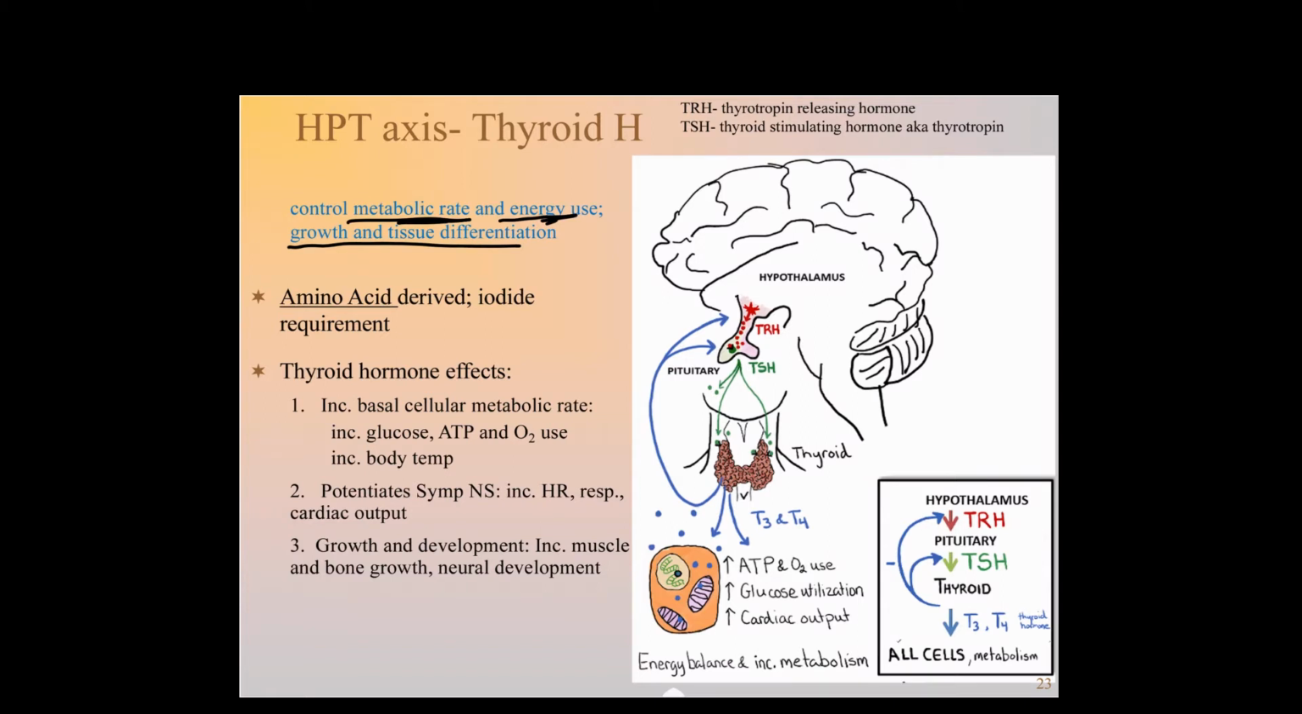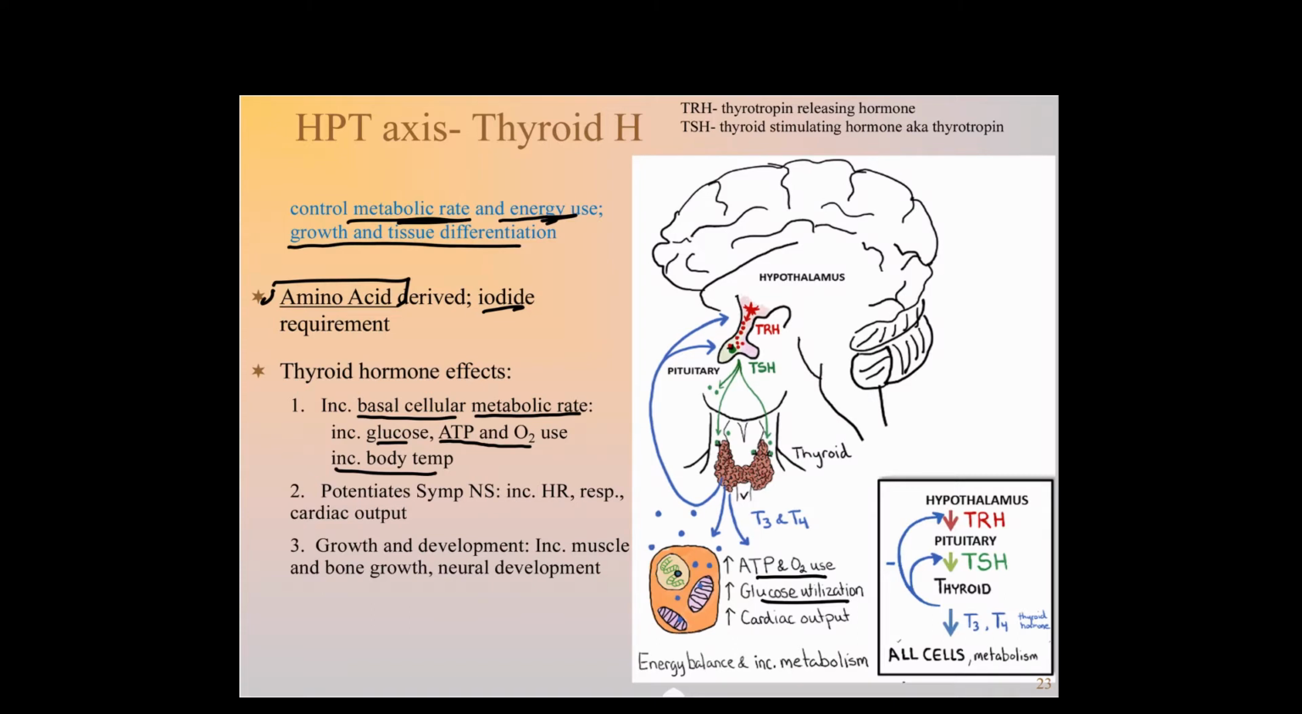So this is the first one that we're talking about that is amino acid derived. It's not a steroid hormone. And you'll see when you talk about it in more detail later, it has a requirement for iodide in order to be generated. The major effects of thyroid hormone are going to be, like I said, metabolic rate and energy use. So it's going to increase basic cellular metabolic rate, increasing glucose utilization, increasing production of ATP and oxygen burning, and an increase in body temperature.